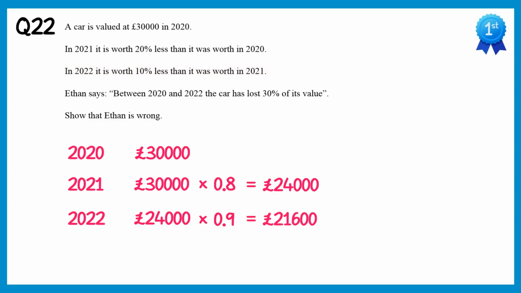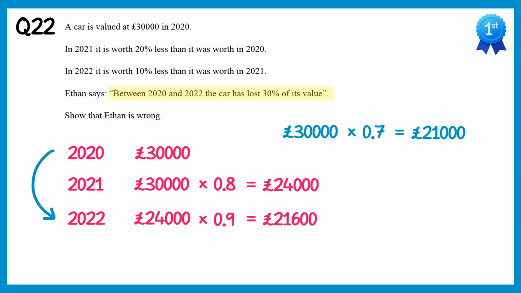Now in the question, Ethan says that between 2020 and 2022, the car lost 30% of its value. So we need to work out what happened between 2020 and 2022. Now if it lost 30% of its value, we could do 30,000, the original amount, times by 0.7, because that's finding 70%, which is the same as a 30% reduction. Now if you type this into your calculator, you'll get £21,000. So if it had lost 30% of its value, we'd be on £21,000 now. But we know that actually in 2022, it was £21,600. Since these amounts are not equal, we've now shown that Ethan was wrong.